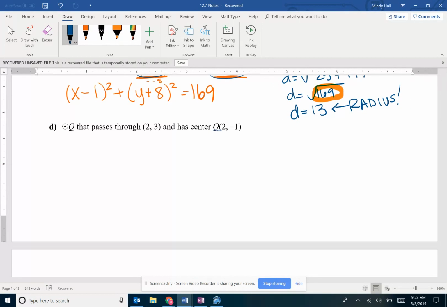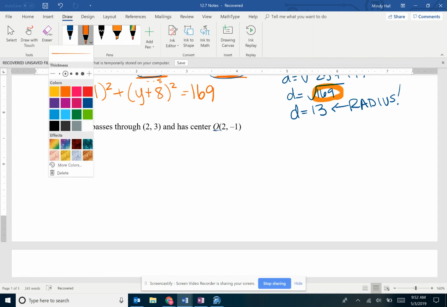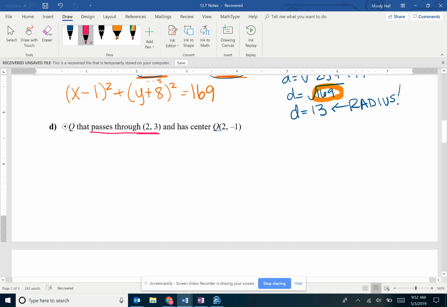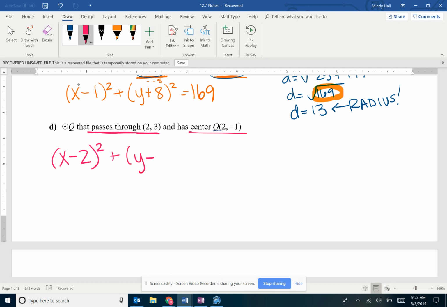So looking at the next one, we have that circle Q passes through (2, 3) and has a center at (2, -1). So again, I'm just going to write what I can so far. (x - 2)^2, it's always opposite, plus (y - -1), which makes it a positive 1, so y plus 1.